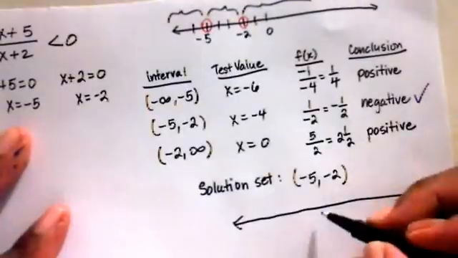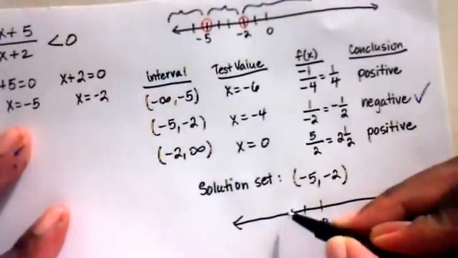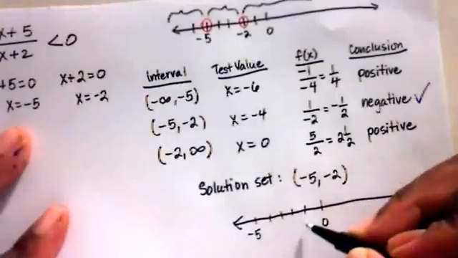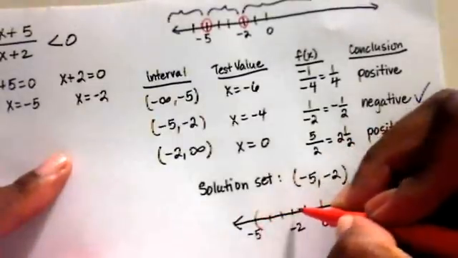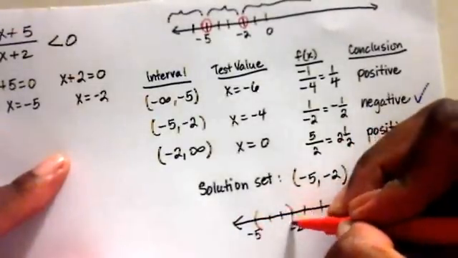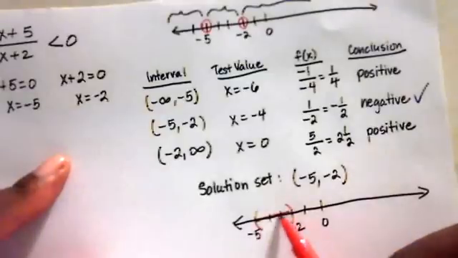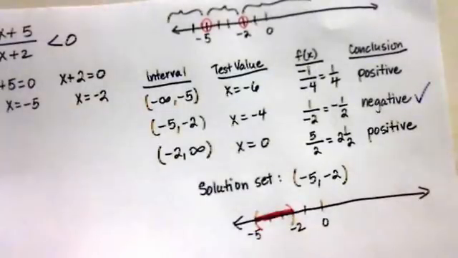And when I graph this, that's negative 5, that's negative 2. I'm going to use parentheses at negative 5 and negative 2 because they're not included. And I'm going to shade in between. Okay. So that's pretty much how you graph a rational inequality. And that would conclude this particular section on polynomial and rational inequalities.